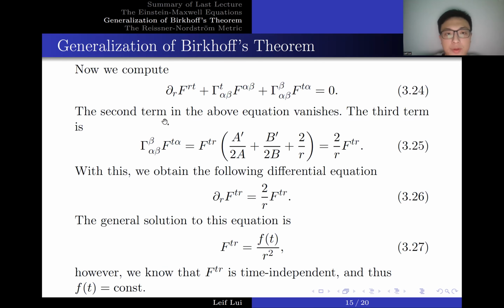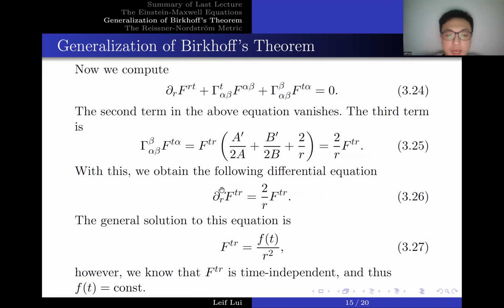Now we want to compute this expression. The second term vanishes. You can show this; it is quite easy to show. I will not do it here, you can do it as an exercise yourself. But the third term is more interesting, because since we have a relationship between A and B, we know that this is 0. So the only non-zero term is a 2 over r term. By doing this, we get the following equation.